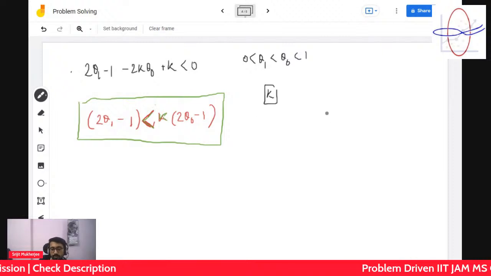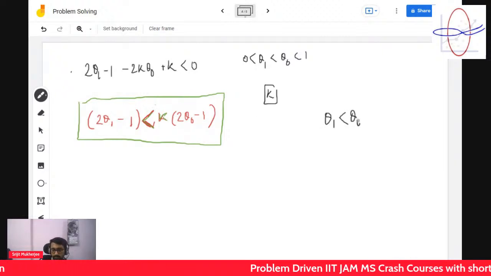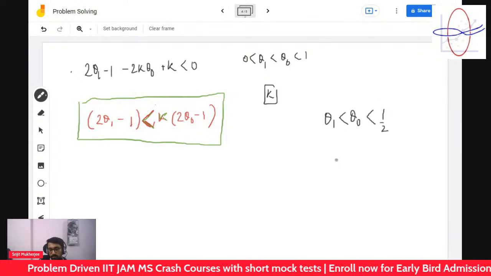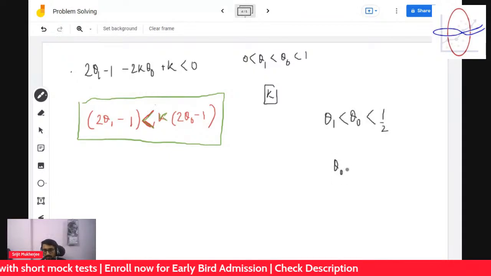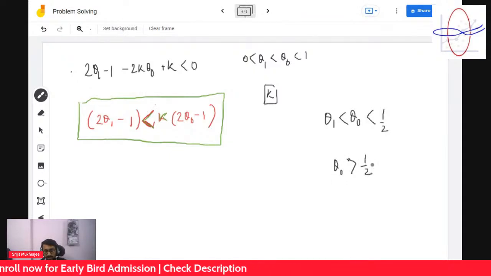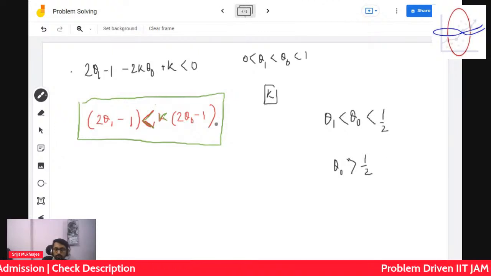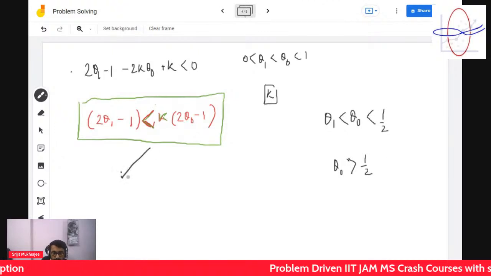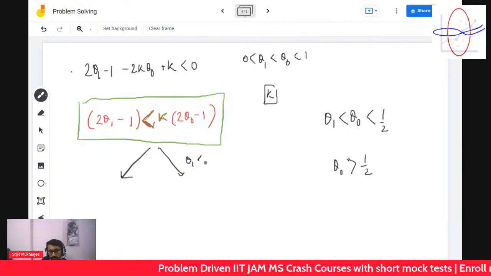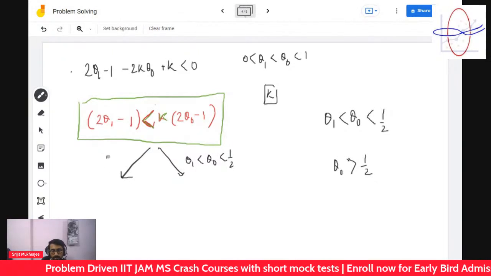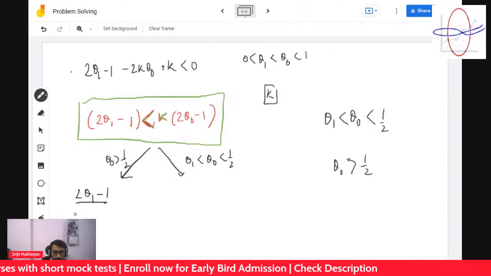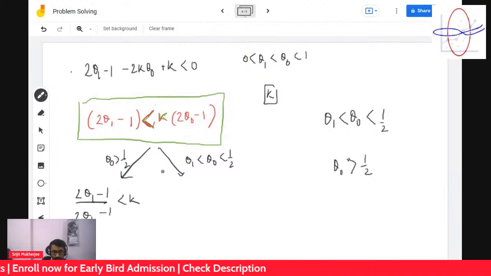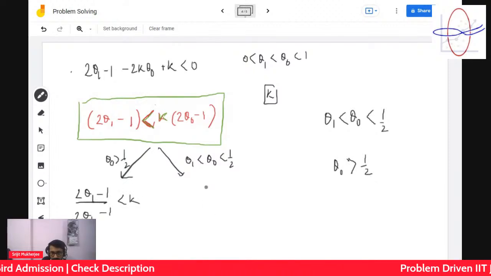What do you think? So theta 1 is less than theta naught, right? Both are less than 1, or both are greater than 1, or at least one is greater than 1, or theta naught is less than 1 or theta naught is greater than 1. This can happen. So if this is the case, you have to take two cases: theta 1 less than theta naught less than theta 1, and theta naught greater than naught. If this is the case, we get twice theta 1 minus 1 less than k times this. If this is the case, we get the opposite one.